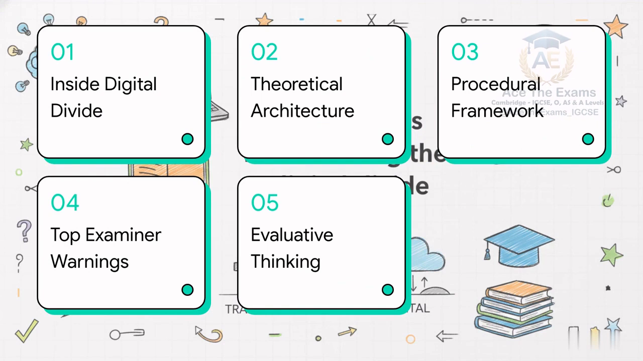So, to secure those maximum method marks, we need a clear game plan. We've broken today's explainer down into 5 crucial stages. First, we'll go inside the digital divide. Second, we'll look at the theoretical architecture. Third, we'll map out the procedural framework. Fourth, we'll cover top examiner warnings. And finally, number 5, evaluative thinking for those top scores.